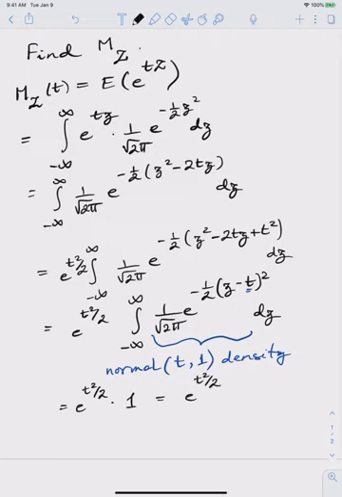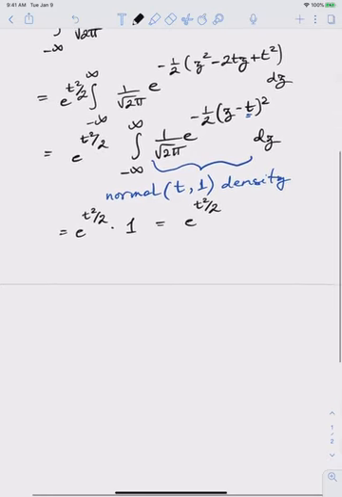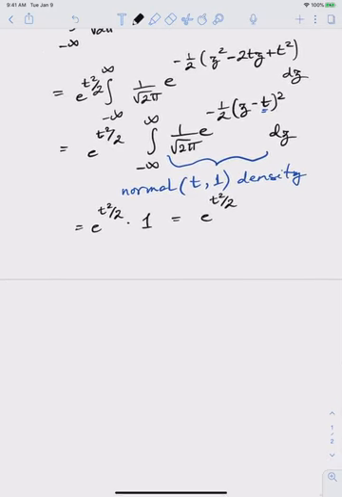And so this is a finite number, and so it doesn't matter what t is, I'm going to get a finite number. And so what I have here is that if z is standard normal, then the moment generating function is e to the t squared divided by 2, for all t. Very well-behaved distribution.